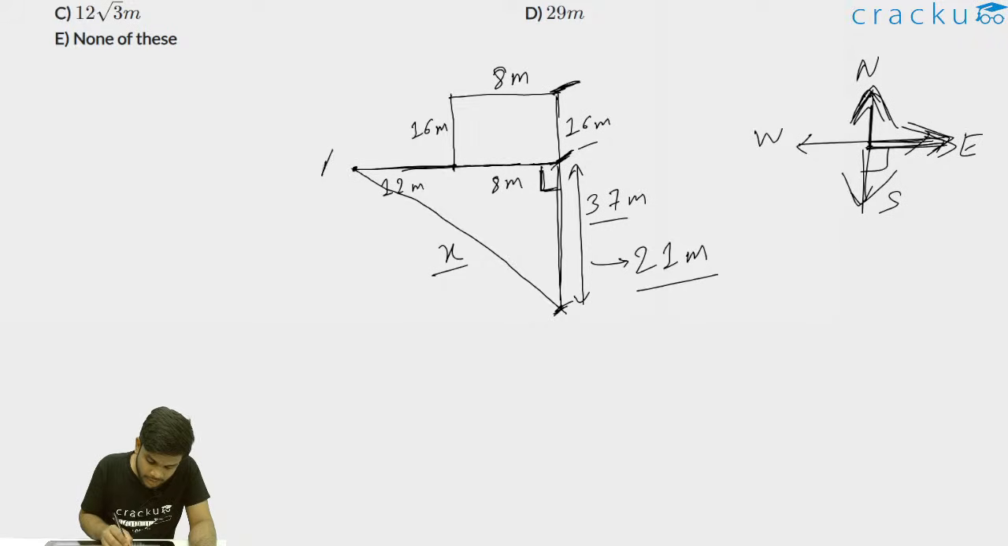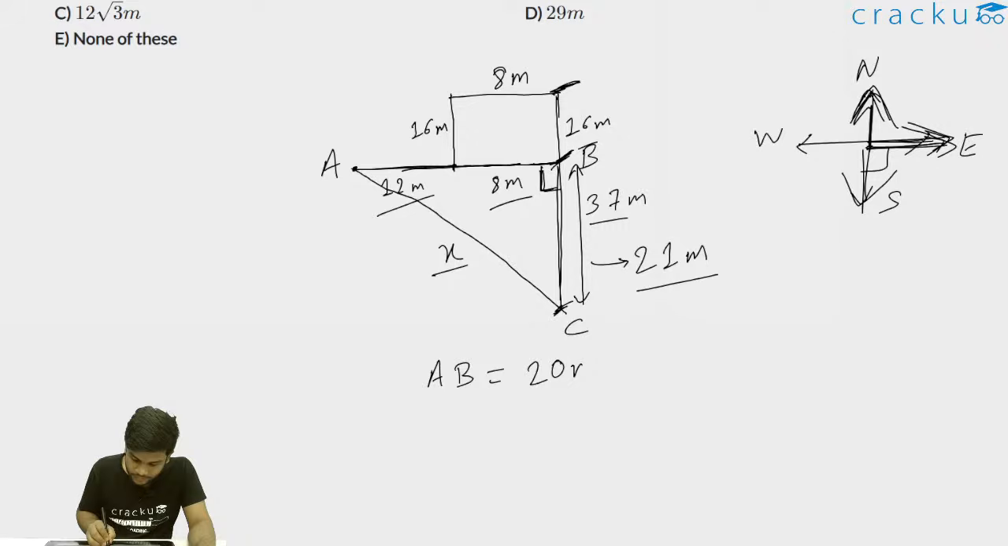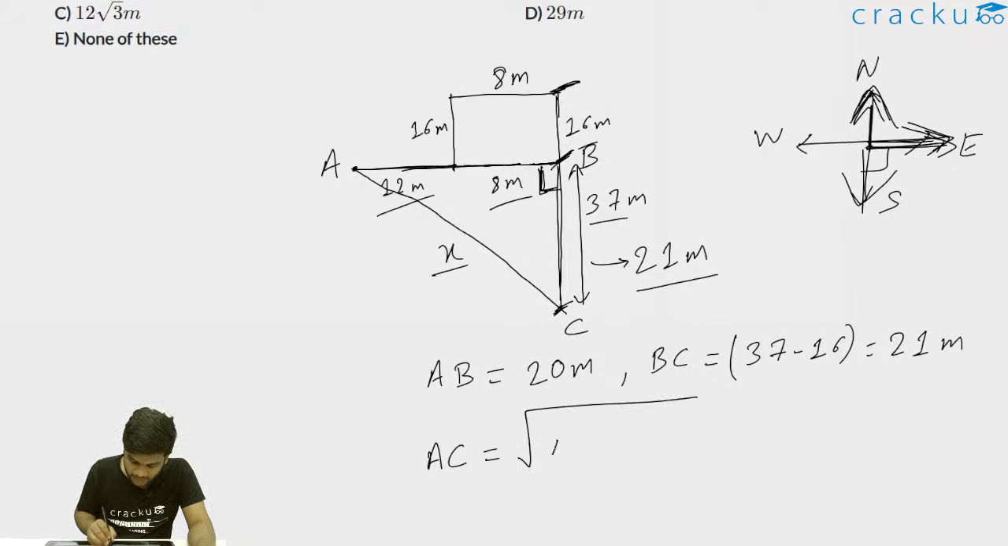Let me name the vertices A, B and C. Length of AB is 12 plus 8, which is 20 meter. Length of BC is 37 minus 16, which is equal to 21 meter. And we have to find AC, and angle B is 90 degrees. So by Pythagoras theorem, we can say that AC is equal to root under AB square plus BC square.